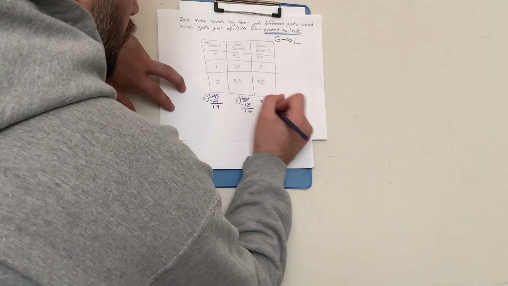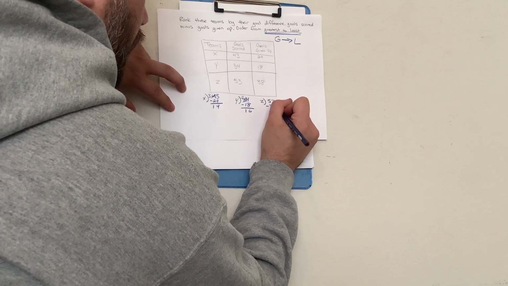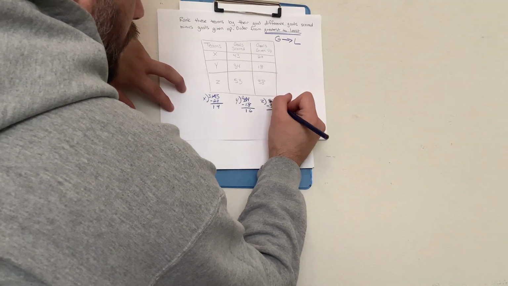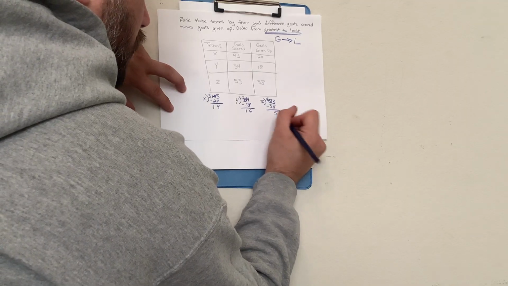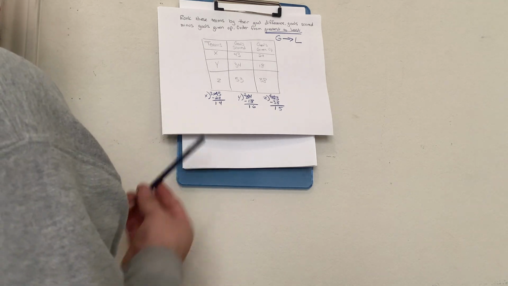We'll do the same thing with Z. They scored 53 goals, but they allowed 38 goals. So they scored the most, but allowed the most, right? Let's see what that means. 13 minus 8 is going to be 5, and 4 minus 3 is 1. So their goal differential is as follows. X is 14, Y is 16, Z is 15.